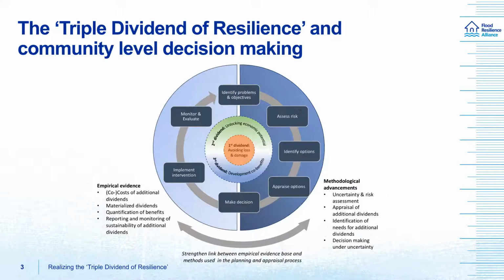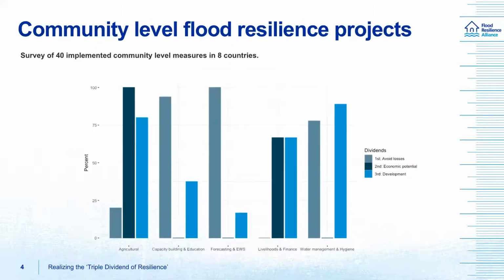The first thing is from our survey of 40 community level interventions. And I think the main thing is that we looked at different types of interventions. So agricultural on the left, capacity building and education, forecasting and early warning systems, livelihoods and finance, and water management and hygiene. And so we looked at what dividends were reported as part of these projects.